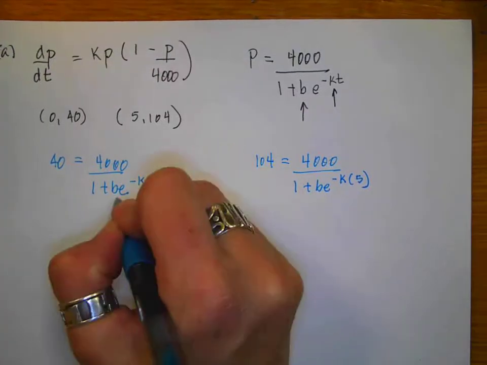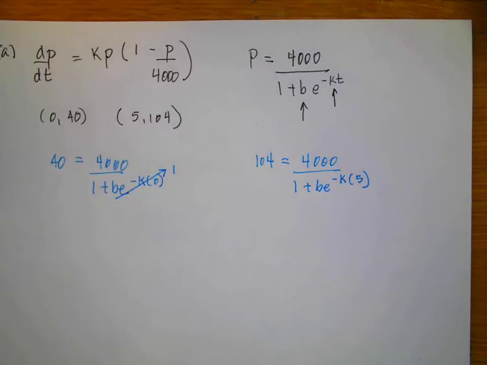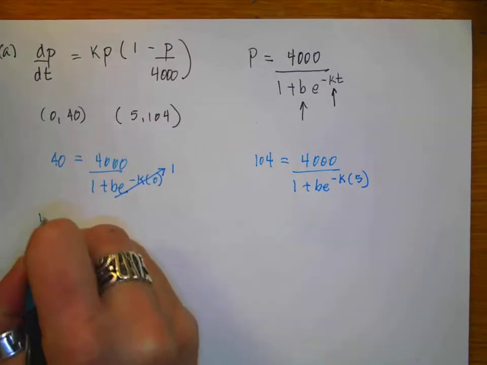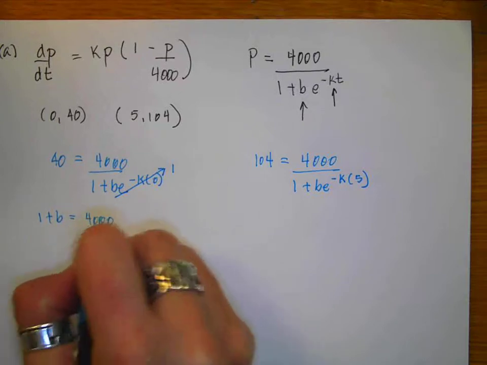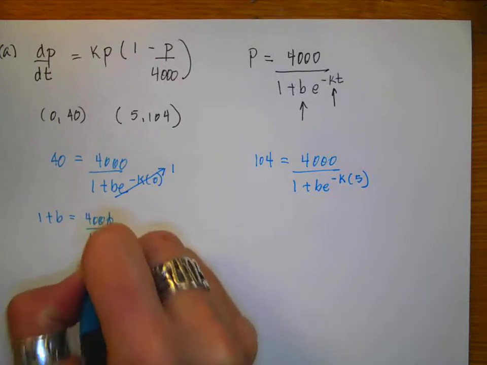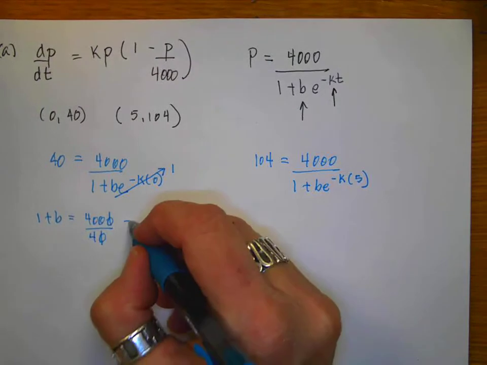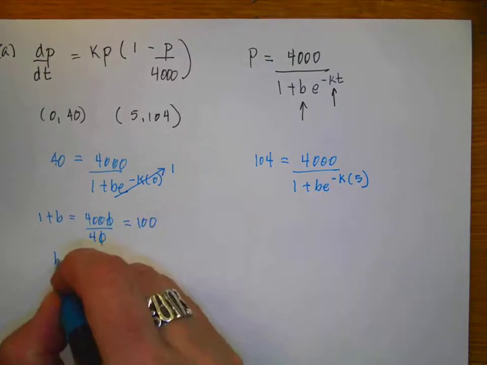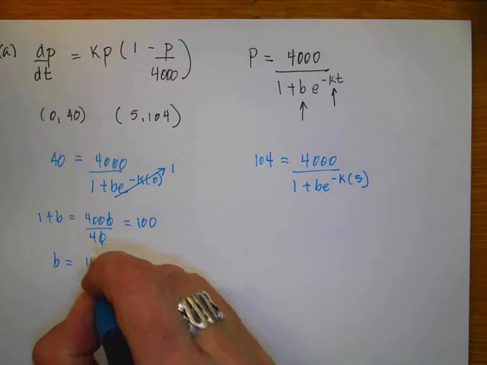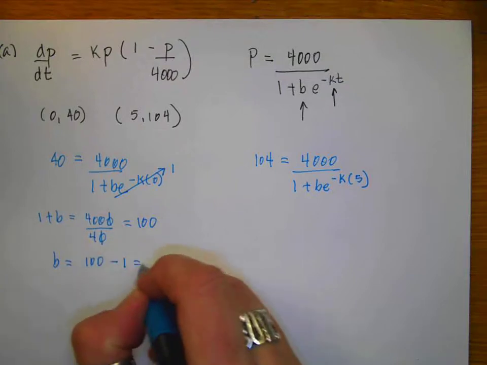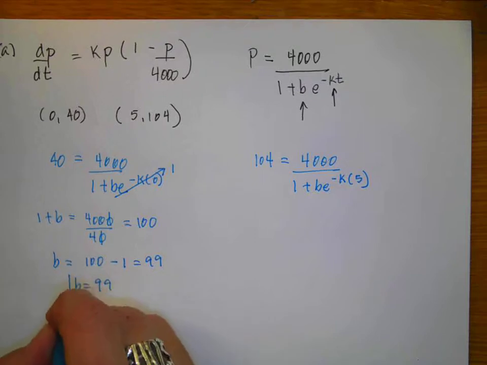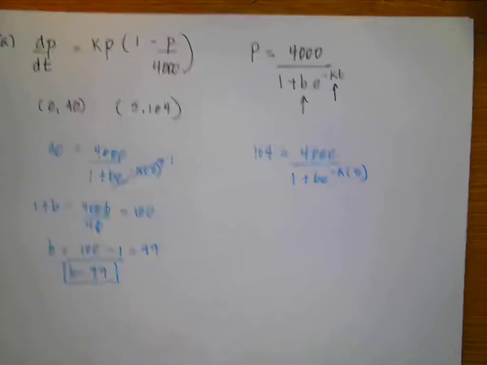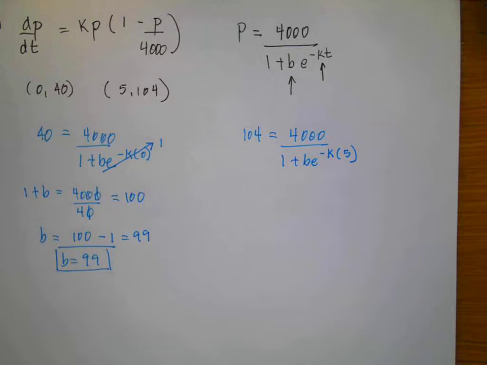Alrighty. Well, if this is 0, then e to the 0 is 1. Okay, so this goes to 1. So I'm going to get 1 plus b is equal to 4,000 divided by 40. Okay, so 400 divided by 4 is just 100. And then b is going to equal 100 minus 1, which is 99. And I'll write it like this. Okay, so there's my first variable that I've solved for.